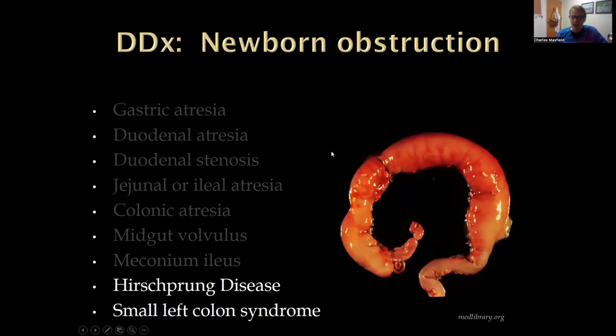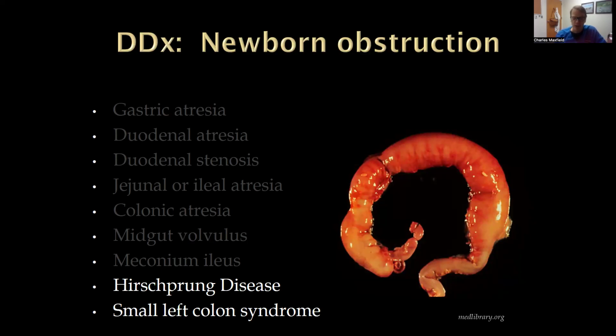And lastly, the last two diagnoses I just want to make sure we're all on the same page about before I start talking about x-rays and how we make diagnoses are two what we call functional obstructions. Hirschsprung disease and small left colon syndrome are not blockages. There's no narrowing of the bowel. The lumen is open, but the bowel's not working.